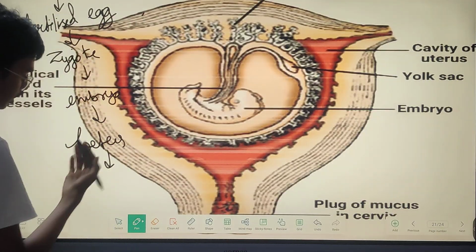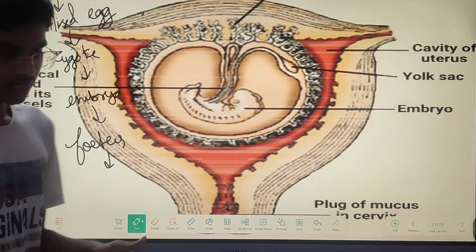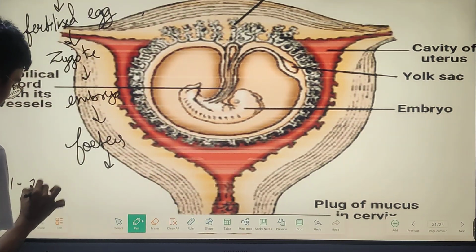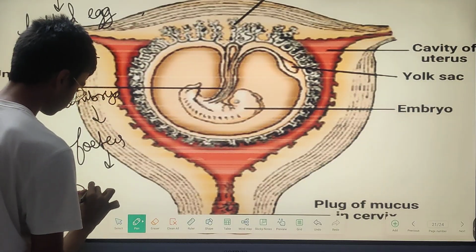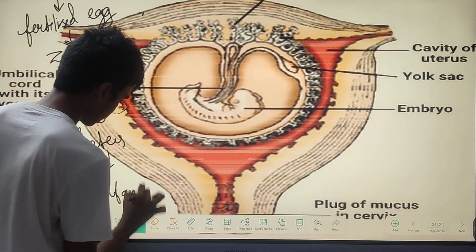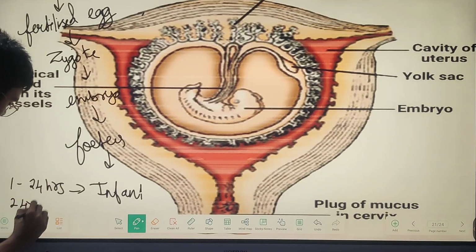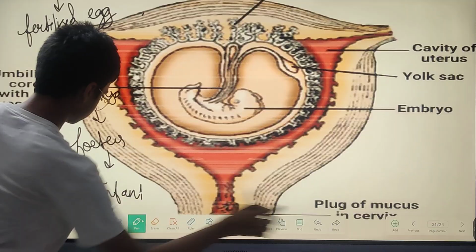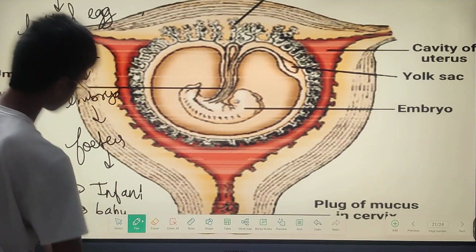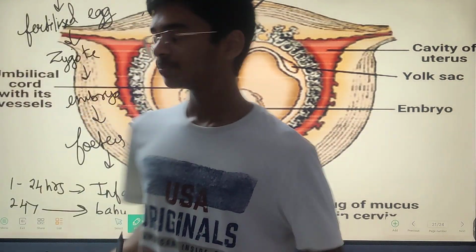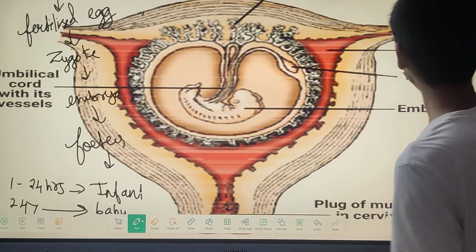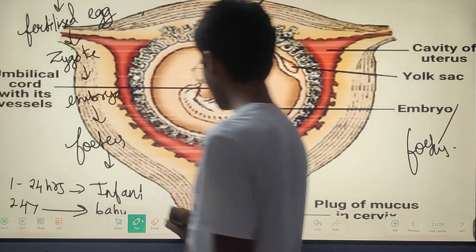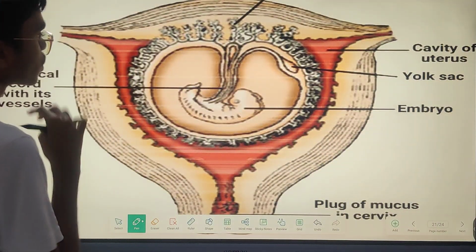Then when the fetus is now just 24 hours old, from 1 hour to 24 hours old, you are supposed to say it as infant. Then above 24, you are supposed to say it as baby. So the correct word is embryo or fetus. Feticide is the terminology that is used to kill a fetus.